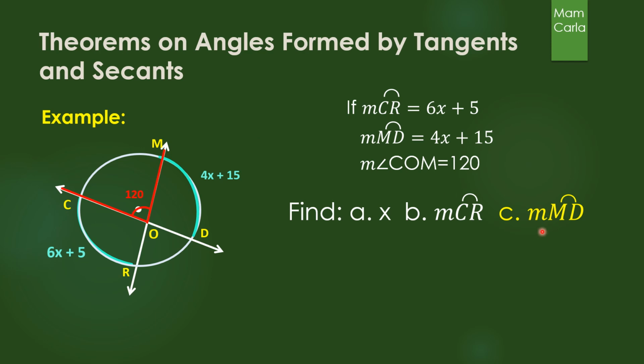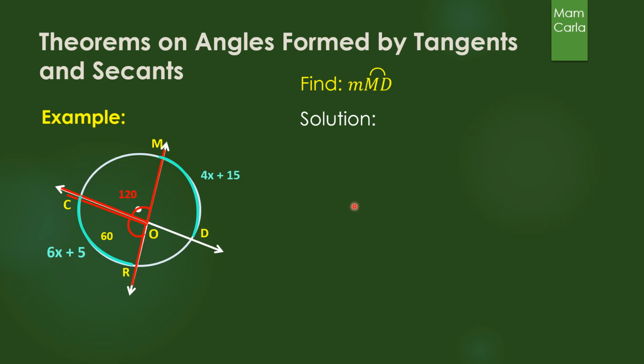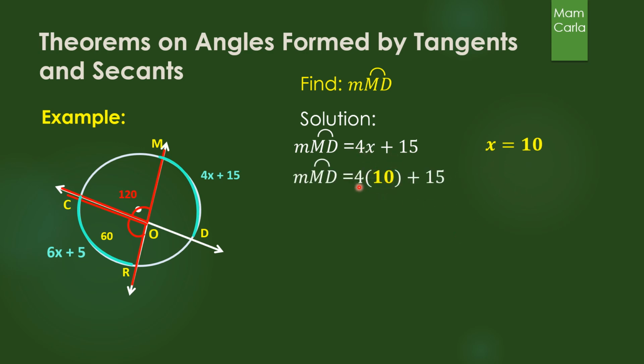And let us solve for the measure of arc MD. In finding the measure of arc MD, the measure of arc MD is equal to 4x plus 15. Knowing that the value of x is 10, we just substitute 10 for x. That's why we have 4 times 10 plus 15. So 4 times 10 is 40, plus 15, the measure of arc MD is 55.